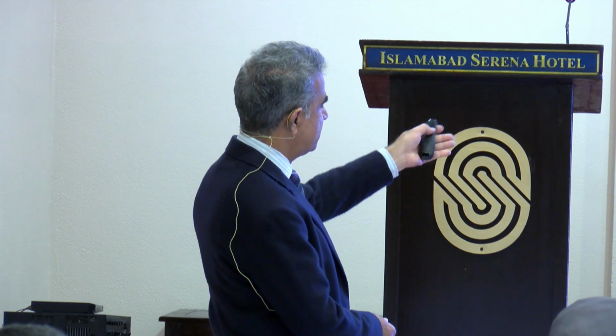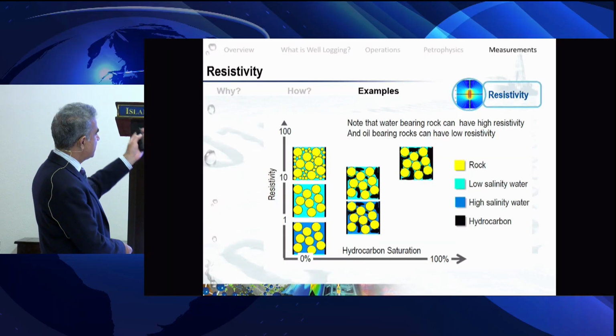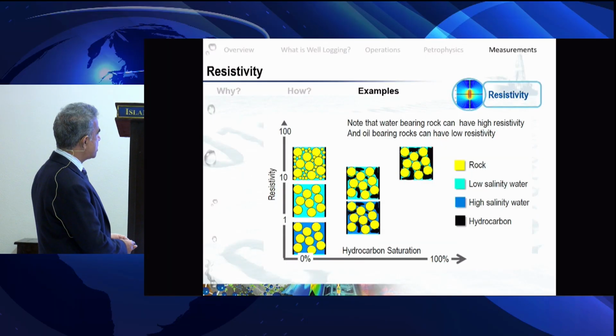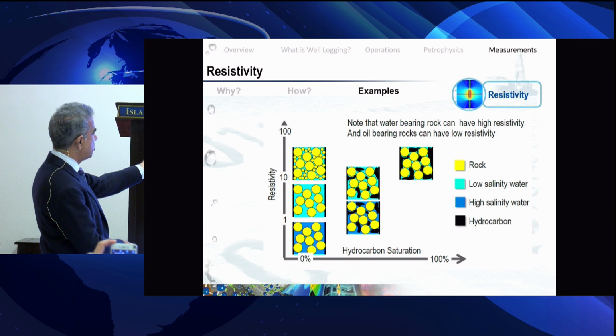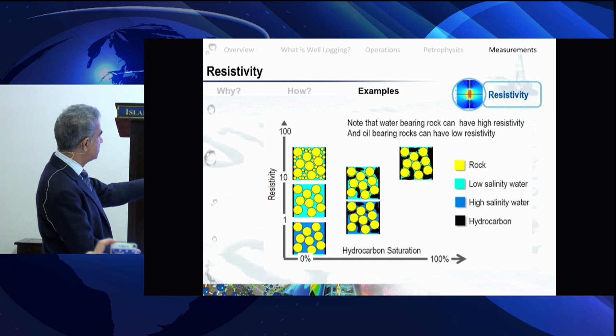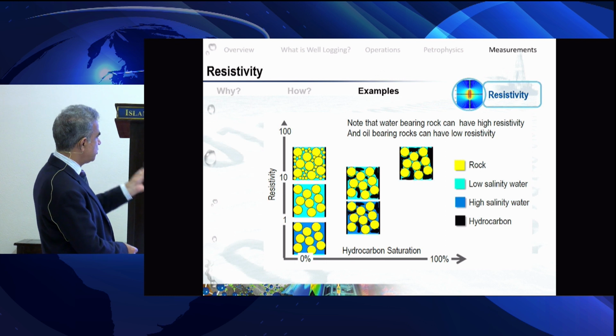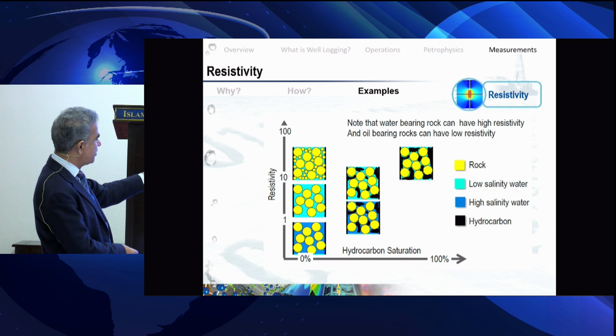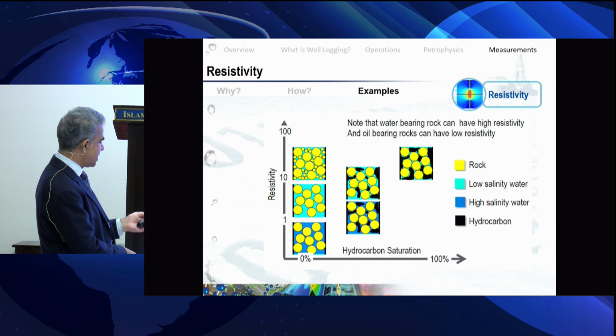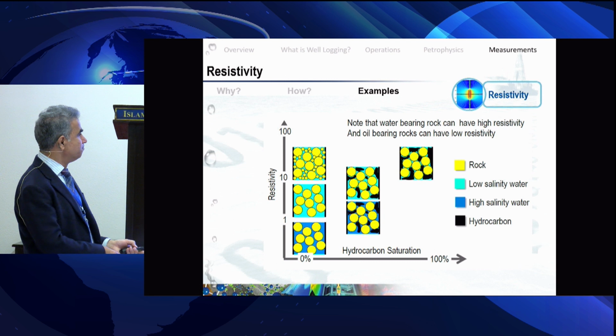All right, so resistivity, as you can see, has a relationship with the saturation on the x-axis. If your hydrocarbon saturation is close to zero, resistivity is very low, you will have mostly water. In case of fresh water, you get high resistivity, still no hydrocarbon, right? But if you have saline water and high resistivity, hydrocarbon saturation is medium, you see you get more and more black. So this is how it works.